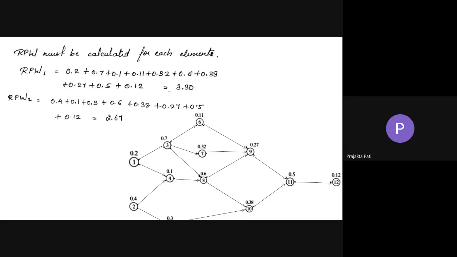Now, why don't I consider 2 and 5 here? Because 2 and 5, they are not linked to 1. Anything that is not linked to that particular work element, you don't consider it while calculating the RPW value. Okay, now let us calculate the value of RPW for the element 2.